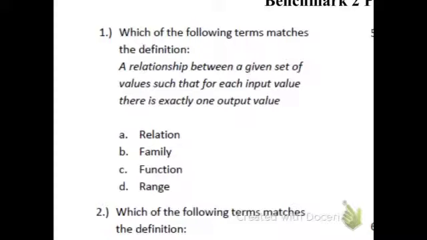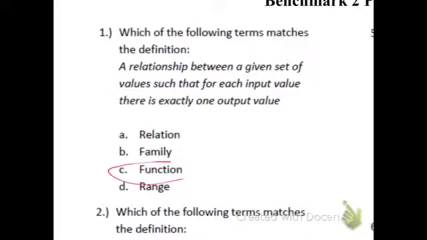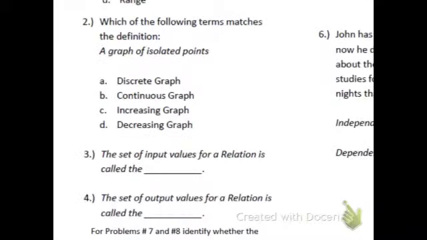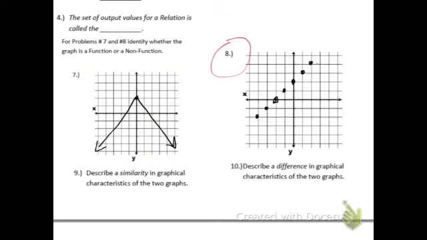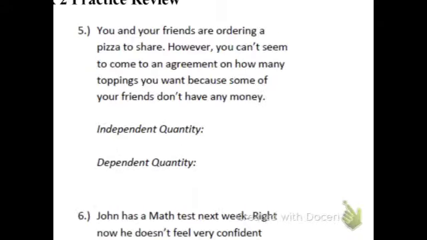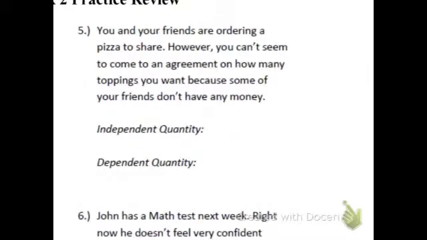Okay, so number one, this here, that is a definition of a function. Each input gets mapped to exactly one output. Two, isolated points. That's a discrete graph, which is what 8 here looks like. So that's what discrete looks like. The input values is called the domain. The output values is called the range. This is like clear back at the start of everything about functions.